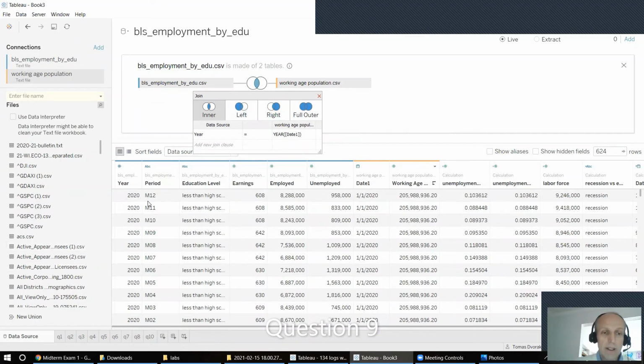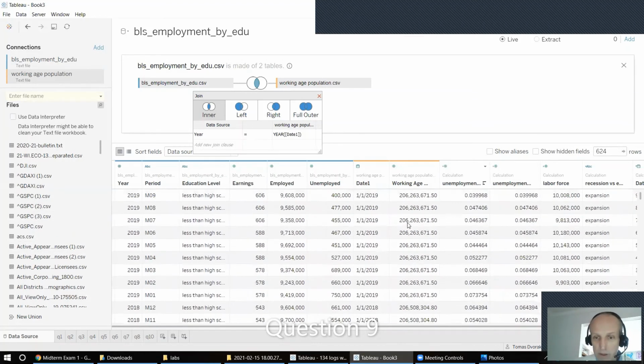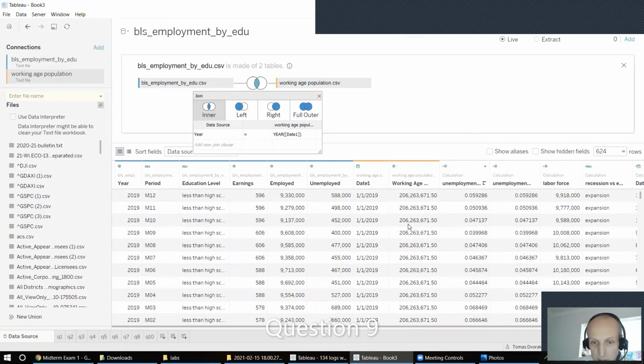You can see that in December 2020, here's my earnings, unemployment, and employment data, and it's lined up with the working age population during 2020. Of course, it's the same across all the months because it's annual data. It switches when we switch to 2019. So we have to keep that in mind, that the level of granularity in the population data is definitely different from the level of granularity in the unemployment and earnings data.